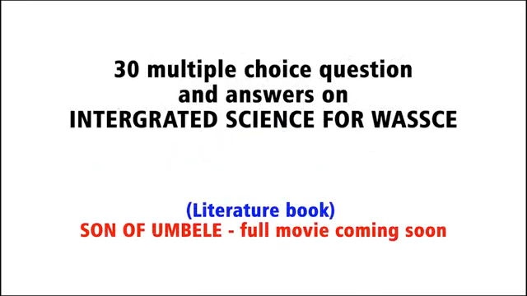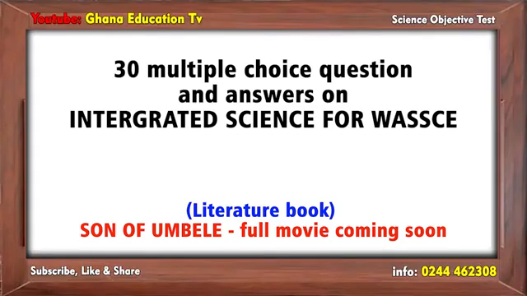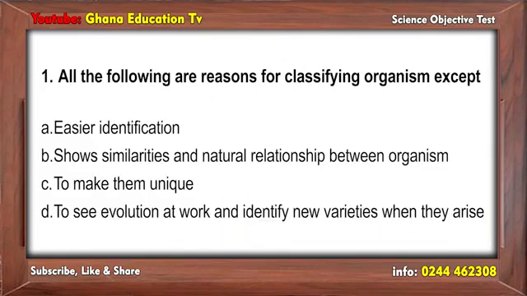30 multiple choice questions and answers on integrated science. One. All the following are reasons for classifying organisms except A. Easier identification. B. Shows similarities and natural relationship between organisms. C. To make them unique. And D. To see evolution at work and identify new varieties when they arise.